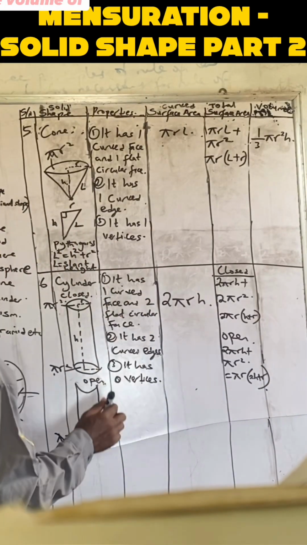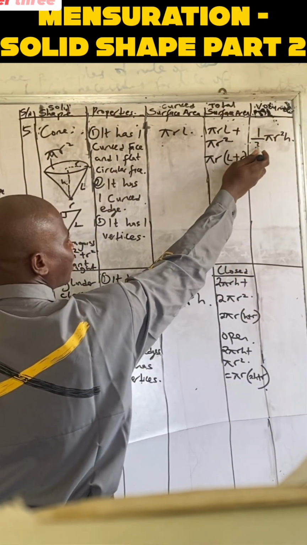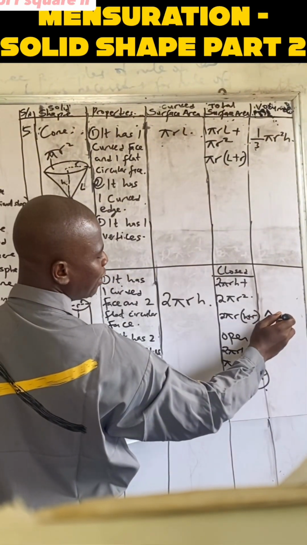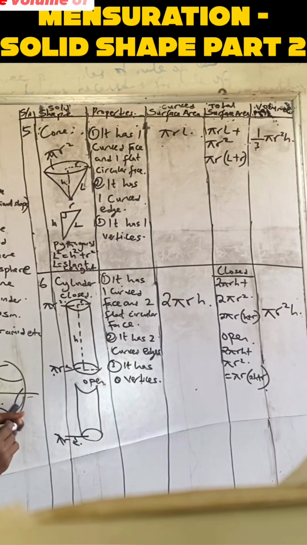So let's go to the volume. The volume of this and this is likely the same, but the difference between them is that this one is having 1/3, meanwhile this one is not, having πr²h. So that is the volume of a cone.